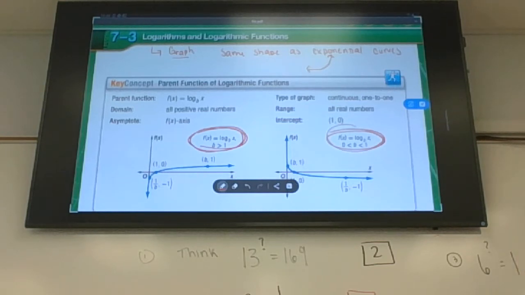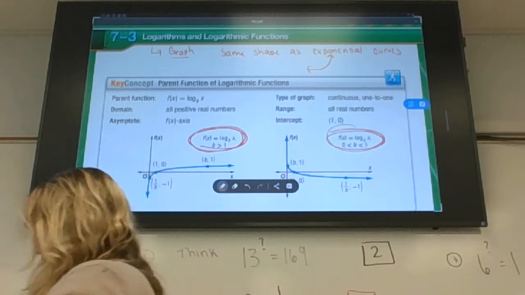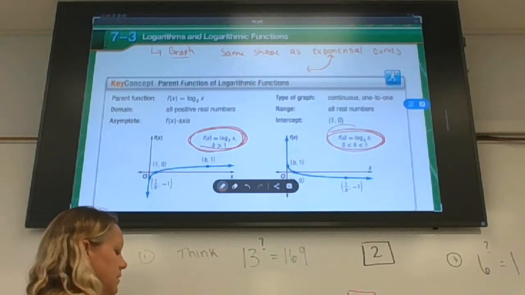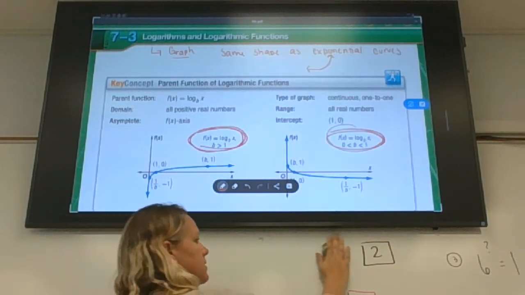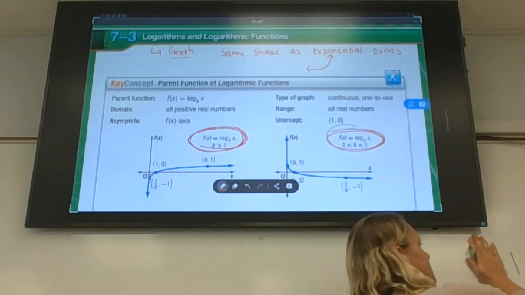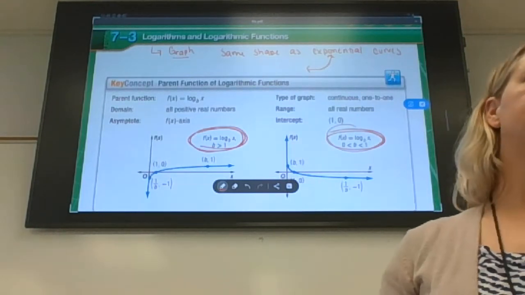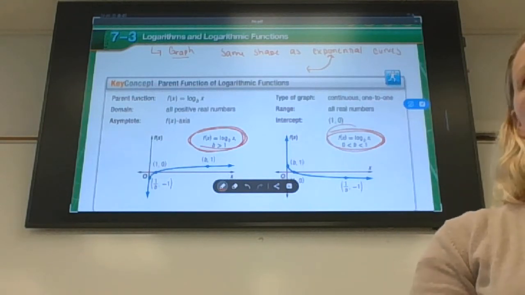I think we are going to start with base 30. Okay. What?